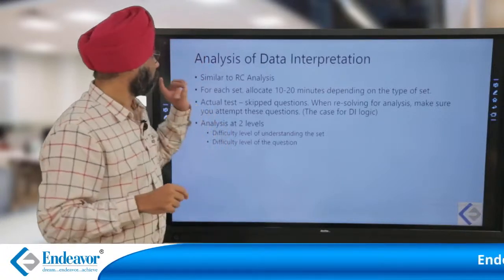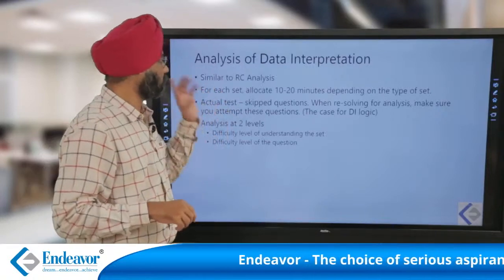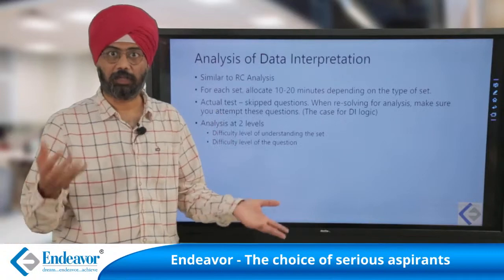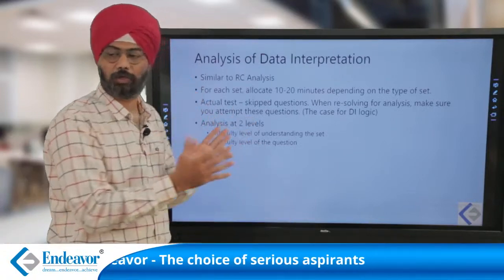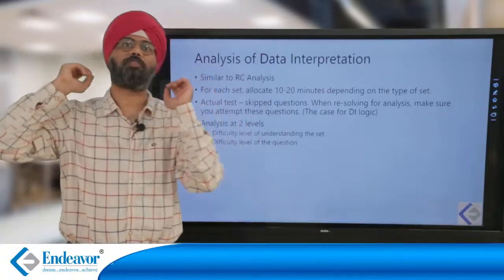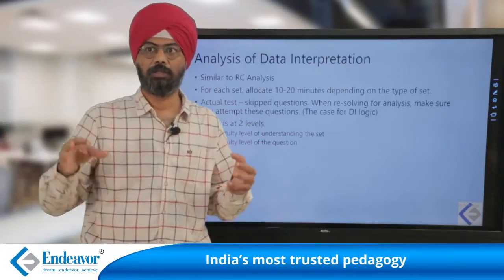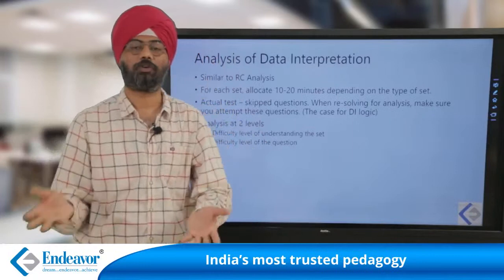So, RC analysis, for each set, you give around 10-15 minutes. DI is going to take time. I was saying, when my slide got lost, I said I have no clue. From 2015, these people who create the CAT, and every year the IIM changes, they just have a sort of fascination for making DI difficult.